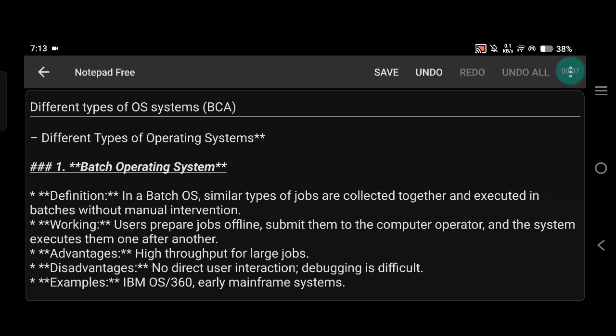In today's video, we will learn the different types of operating systems with examples. An important topic for BCA exams. We will cover batch OS, time sharing OS, real time OS, and distributed OS. First is batch operating system.